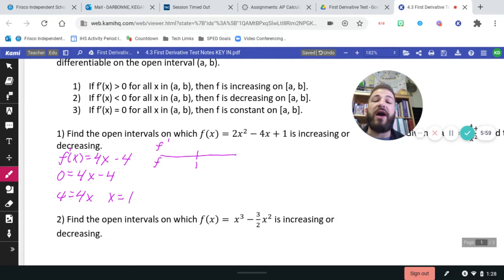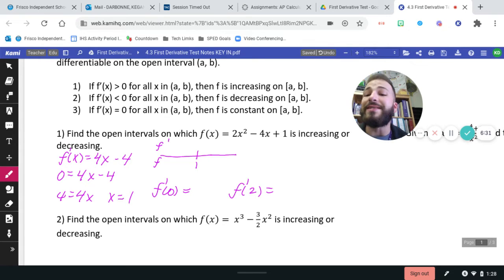Okay, so now I need to plug in numbers on my test intervals. So my interval is values greater than 1 and values less than 1. So a value less than 1, make it easy, I could do 0. And a value greater than 1, make it easy, I could do 2. Okay, so now I'm plugging these into f prime because I want to know the sign on f prime, not on f.